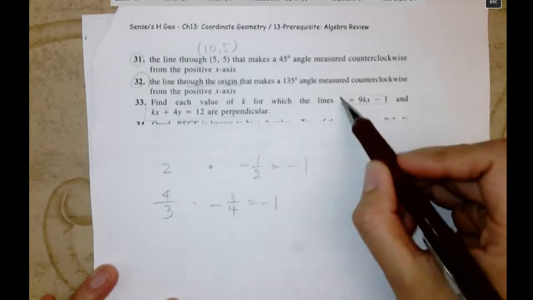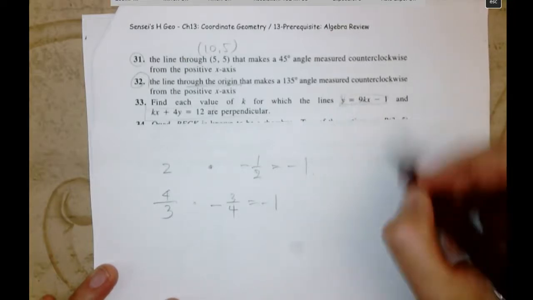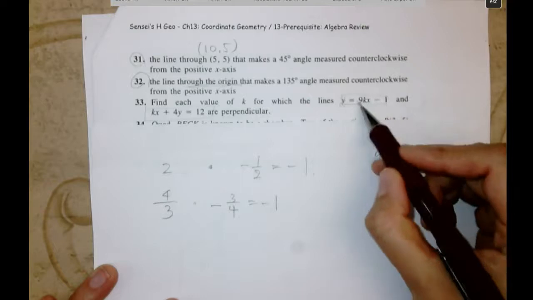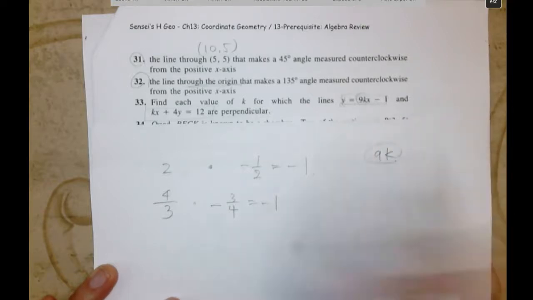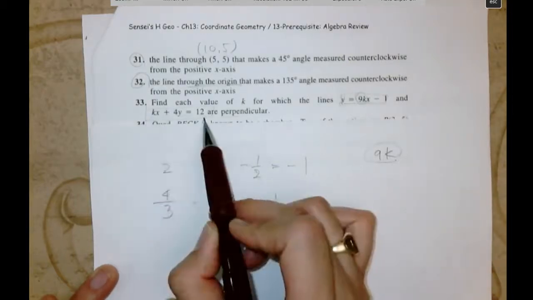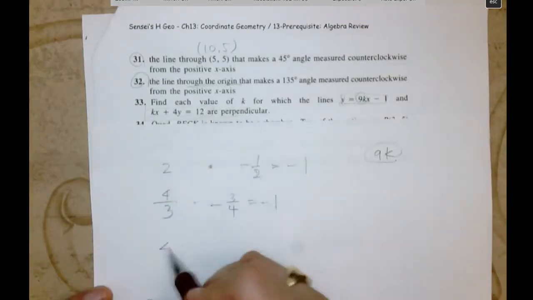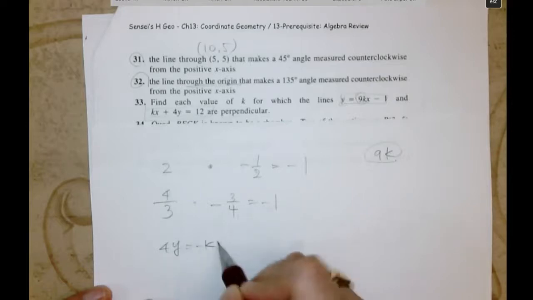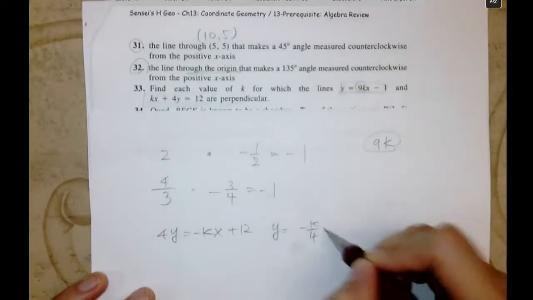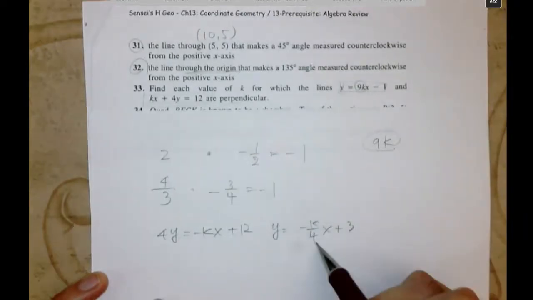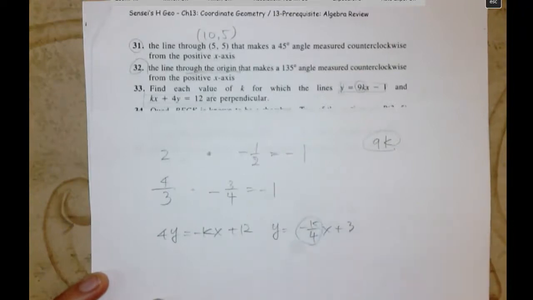So this one is already in y equals form. So the slope is 9k for this one, right? Anything that is in front of x is the slope. So 9k is the slope. This one you have to solve for y to get the slope. So y is -kx plus 12, right? So y is -k over 4 x plus 3. So the slope is -k over 4, okay?